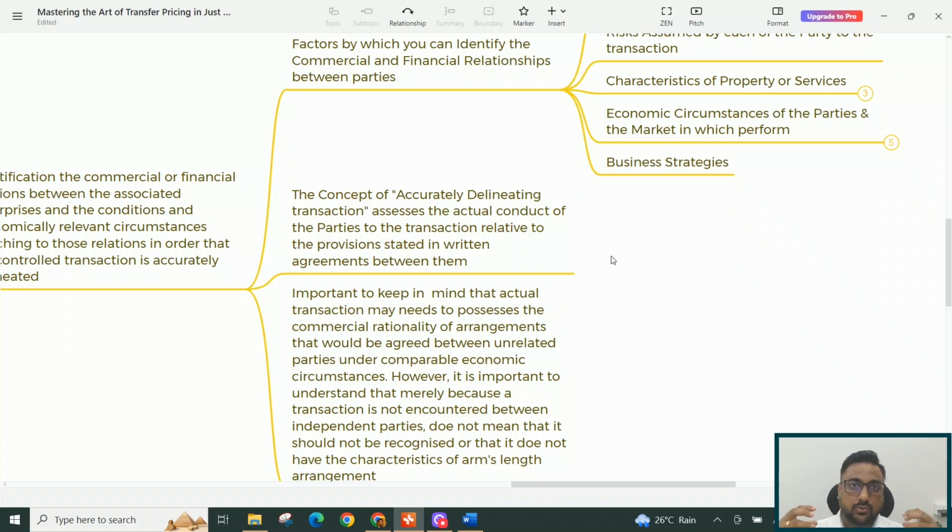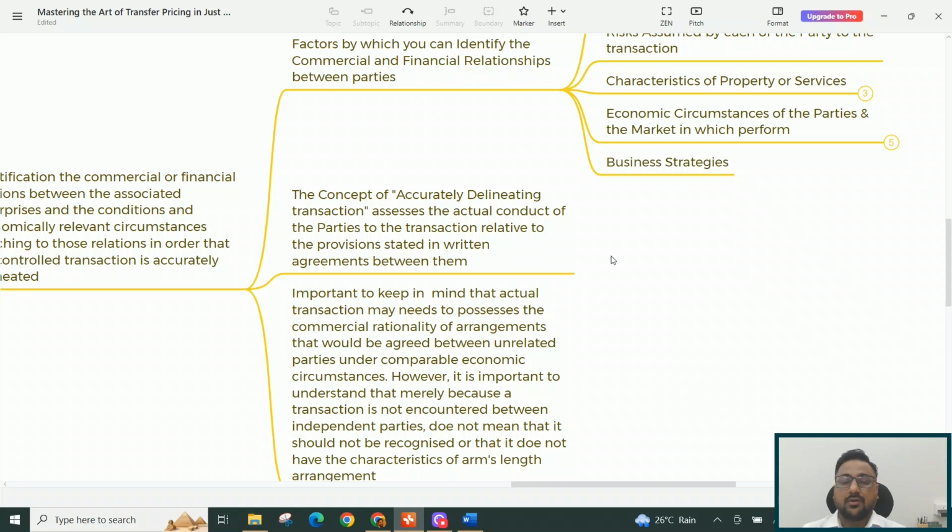So to do a functional analysis, you need to stick to the factual part. You don't have to rely on just a type of agreement first of all. So that is where accurately delineating means basically you have to be precise, and you have to understand precisely the aspects of that transaction. So now let me just give you an example.